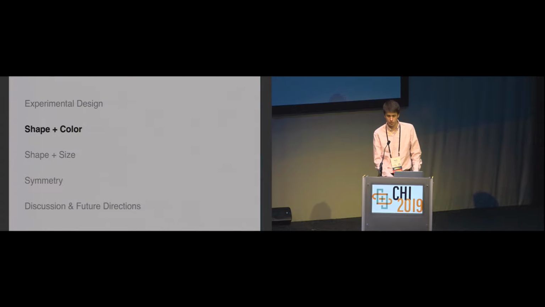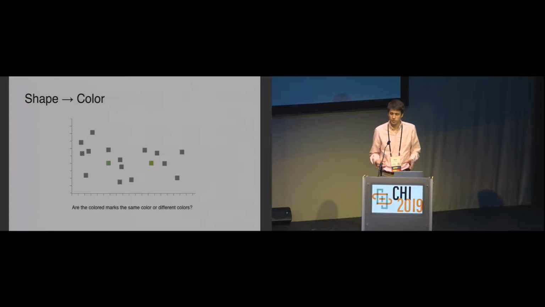Okay, so let's get into the first experiment, which explores interactions between shape and color. So this experiment specifically looks at how using different shapes in a scatterplot might affect color difference perception. Here's an example stimulus from the experiment, and the scatterplot consists of a field of gray distractor shapes with 2 colored shapes that are either the same color or slightly different colors. And we asked participants to indicate whether these colored marks were the same or different colors, which allows us to model JND values for different mark sizes and shapes.